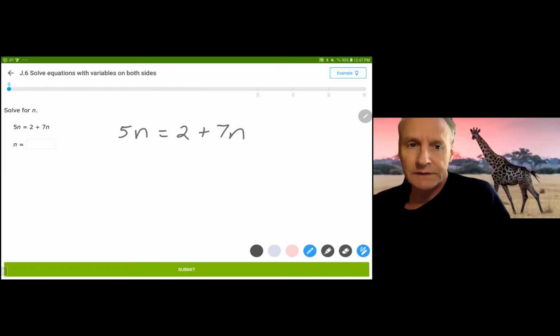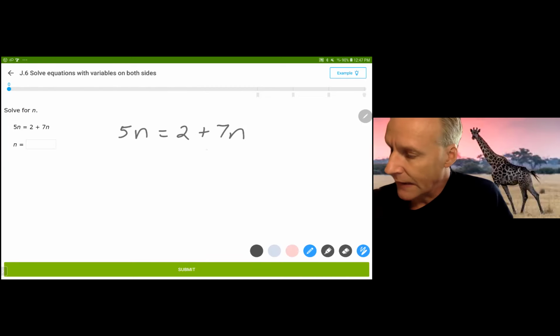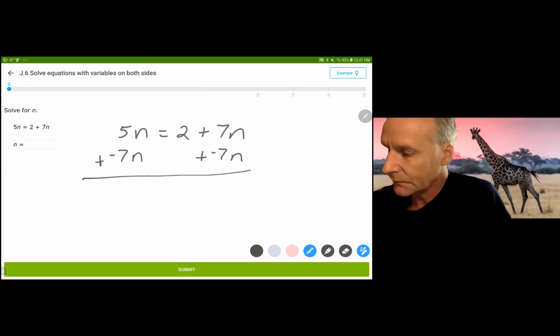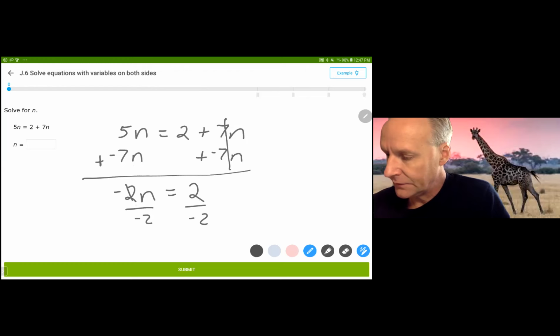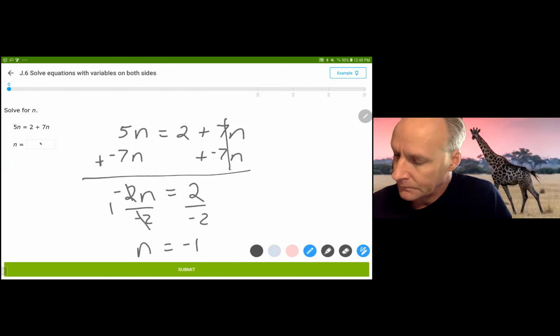Let me show you it's a little faster and easier to add a negative 7n to both sides or subtract 7n. I prefer to think of it as adding a negative rather than subtracting. 7n plus negative 7n, or 7n minus 7n, is 0. And we have 2 over here. 5n plus negative 7n is negative 2n. Then we can divide by negative 2 on both sides, and we're done. Negative 2 divided by negative 2 is 1, and n is equal to negative 1.